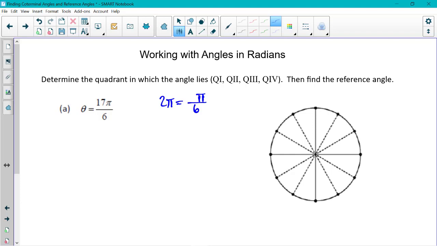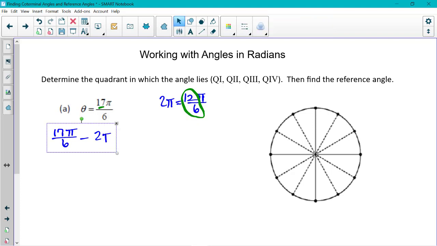sections is that? Well, 2 is equivalent to 12 pi over 6, right? So I double that denominator again. So I know 17 is greater than 12, so I know it's more than one full rotation. So as we did before with degrees, we are going to subtract off the full rotation. But now we're doing it in radians. So I'm going to subtract one full rotation of 2 pi. So use my common denominator, 12 pi over 6, and I'm left with 5 pi over 6.